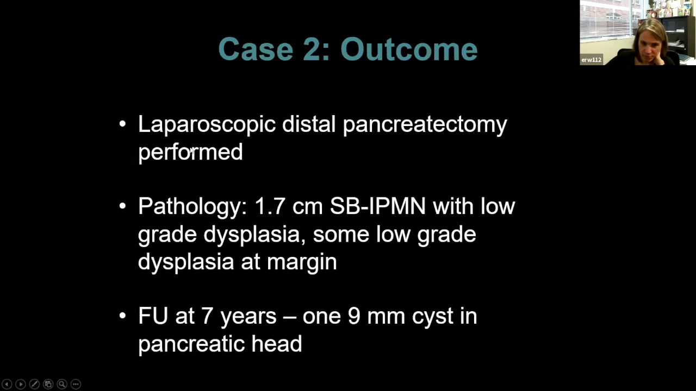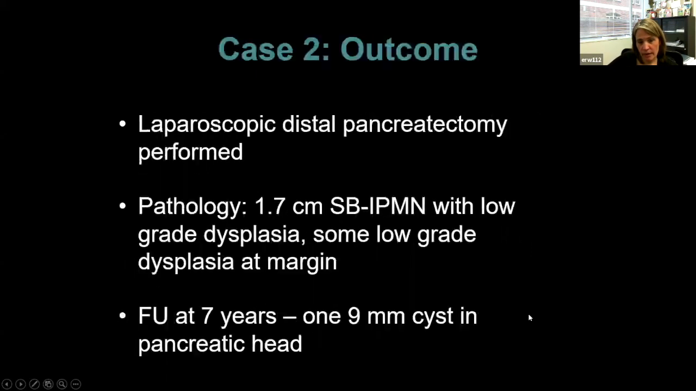This patient ended up with a laparoscopic left pancreatectomy. It was, in fact, a side branch IPMN that measured 1.7 centimeters and had low-grade dysplasia, but there was also some low-grade dysplasia in the main pancreatic duct at the margin, suggesting that this is perhaps actually a mixed type disease, and something the patient may end up having an issue with in the future. So far, her follow-up was about 7 years. She developed a separate, nearly 1 centimeter cyst in the pancreas head that was being followed.